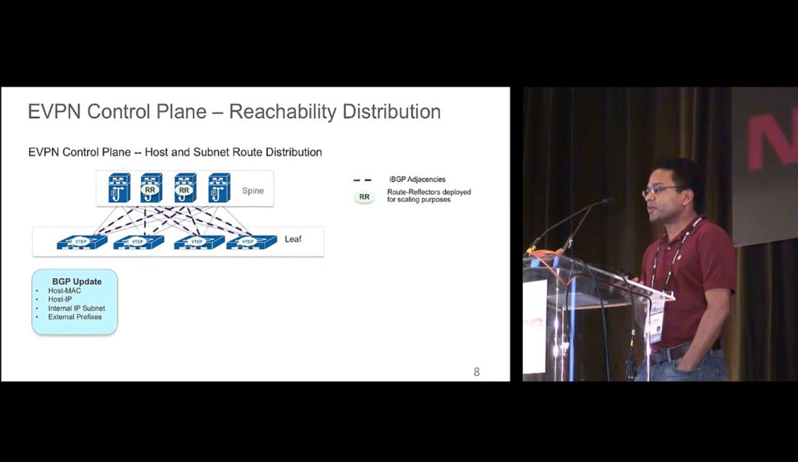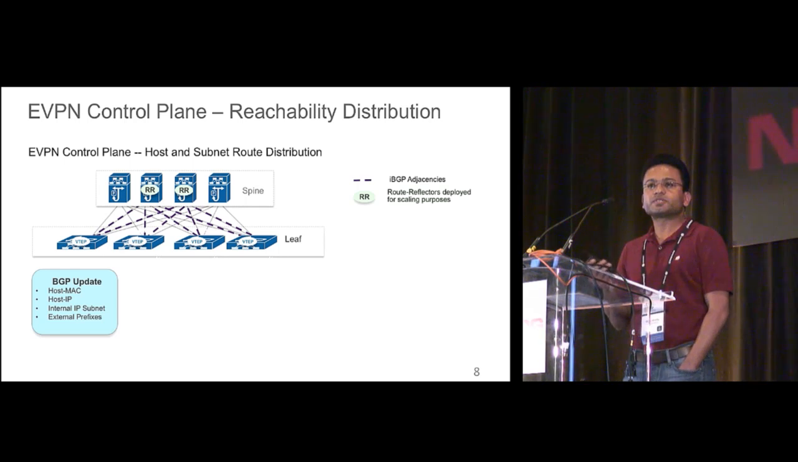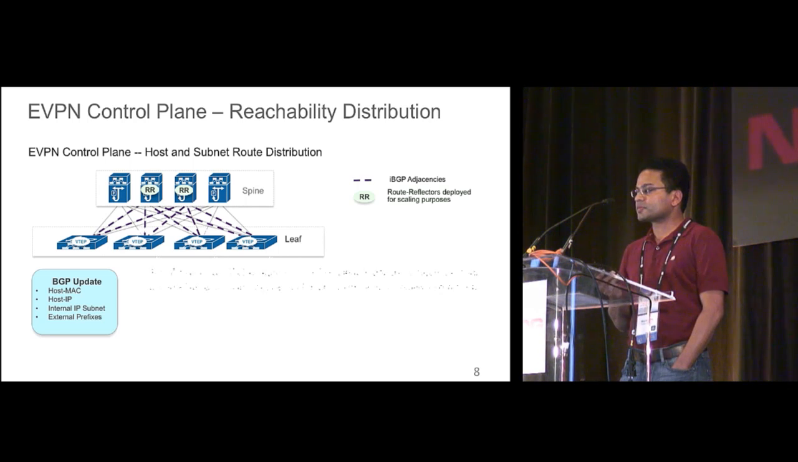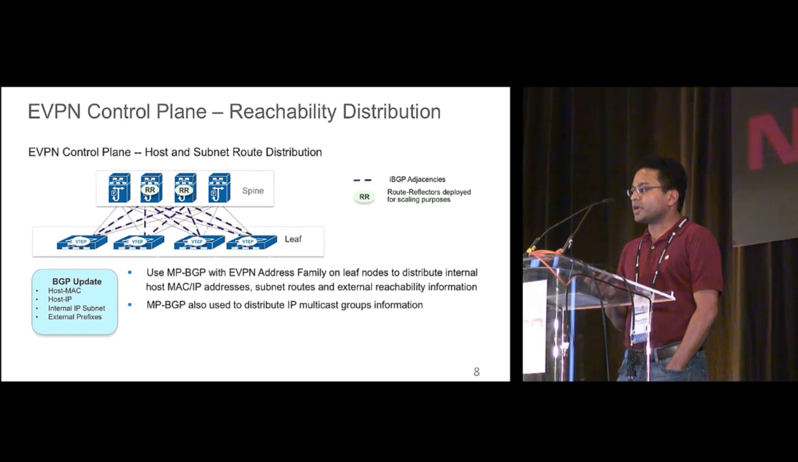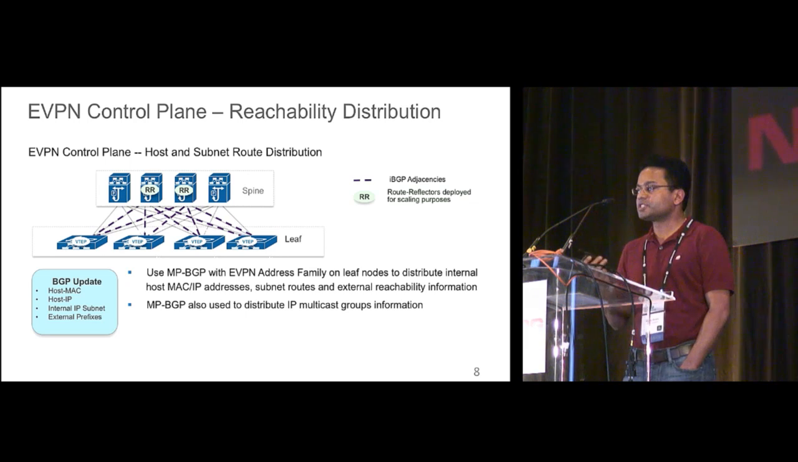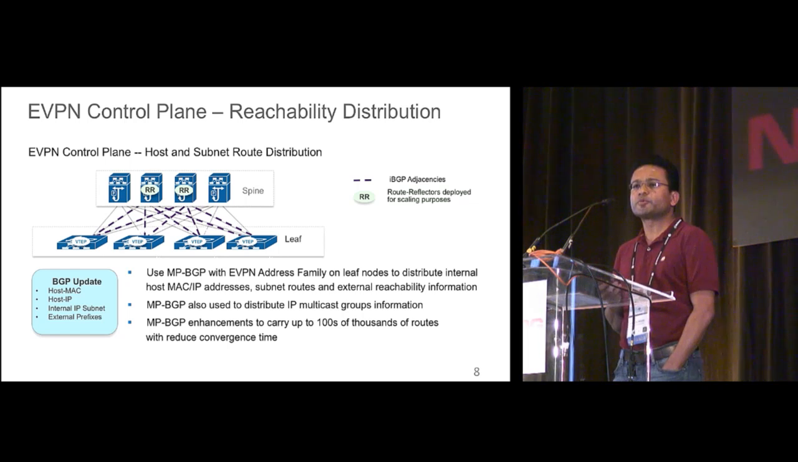Here is a brief example of an EVPN control plane. We are taking an example of a two-tiered data center having spines and leaves. In the control plane, we have IBGP adjacencies between the leaves, and to reduce the scale we can use a route reflector. The advantage is that the host MAC, the host IP, the subnets, as well as the external NLRI information are all carried by BGP, and the multicast group information is also carried by BGP. And the well-known multi-protocol BGP has the capability to carry thousands of routes, which comes in handy here with much reduced convergence time.